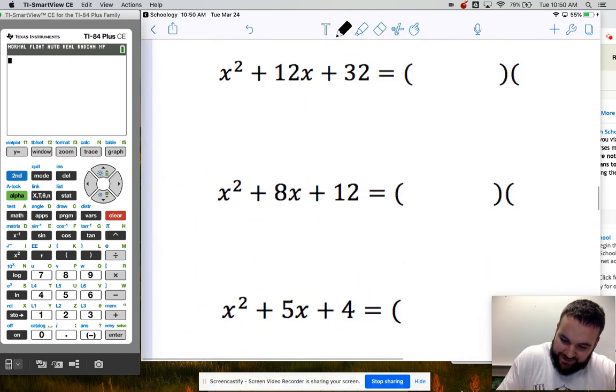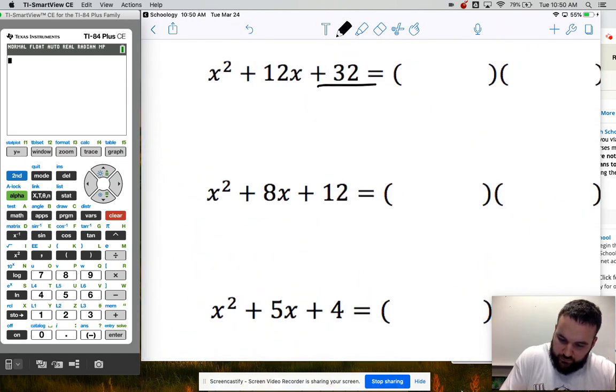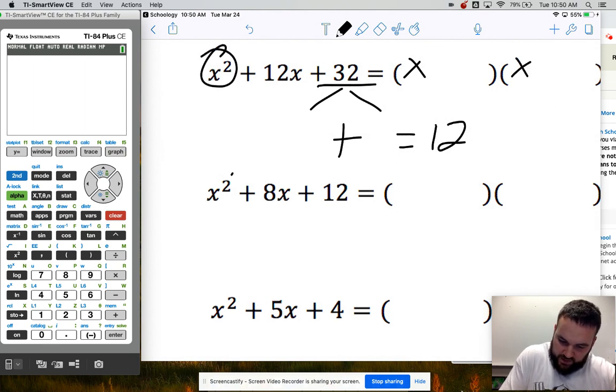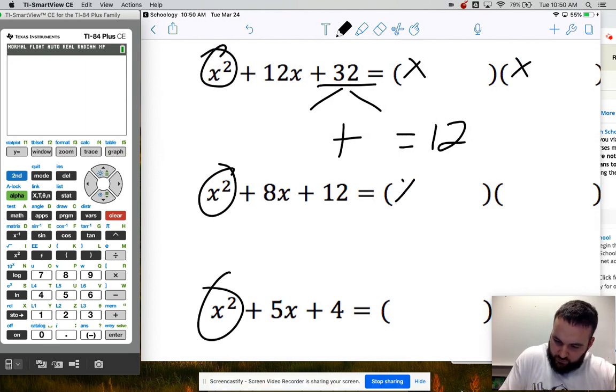Okay. So the c value here is positive 32. So I need numbers that multiply to 32, but add up to 12. Okay, again, because I have x squared, I know it's going to be x times x, and that's true for all three of these, so I'm just going to put those in right away.